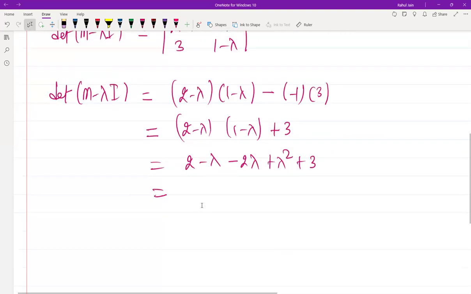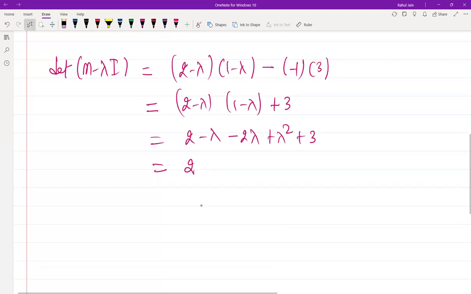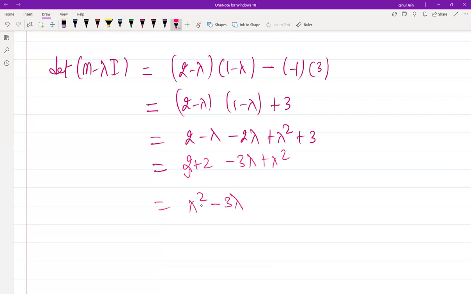At the end, the equation that I am getting here is 2 plus 3 is 5, so we can write lambda square minus 3 lambda plus 5. That is the value of this determinant of M minus lambda I, and I need to make it equal to 0. To find the roots, the characteristic equation will look like this: lambda square minus 3 lambda plus 5 equals 0.